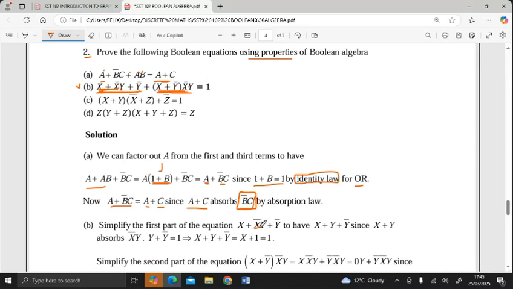You see, this one, x plus the complement of x and y, or x or complement of x and y, will give us x plus y by absorption law. Yes. So this one is absorbed. So what happens in that case is that we shall have x plus y, and that is exactly what we have here.